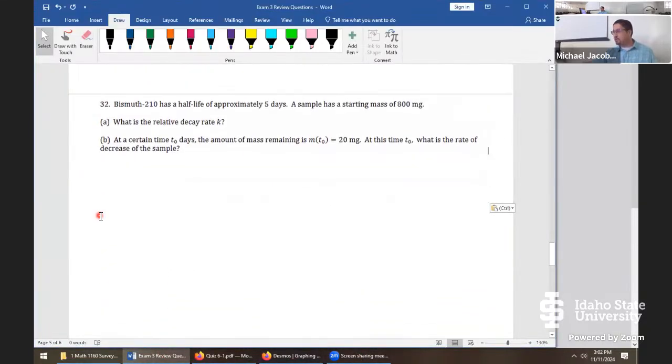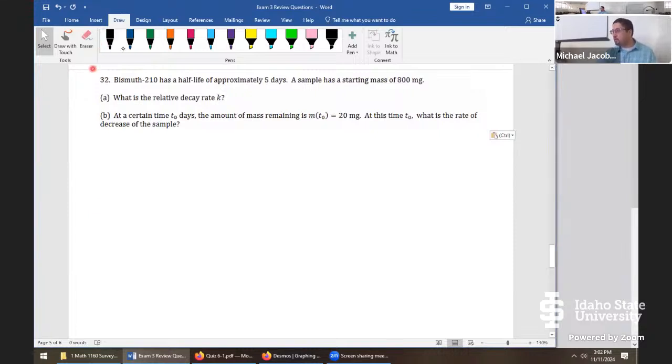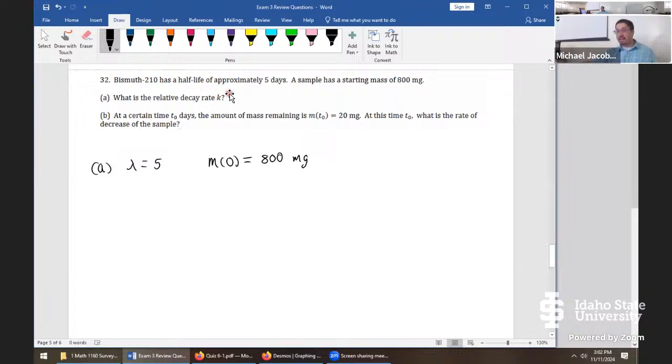So on this one right here, let's see how it starts. Part A wants the relative decay rate, and we're dealing with a half-life problem, so that's actually pretty helpful for us. Bismuth 210 has a half-life of just 5 days, so that disintegrates really quickly. So lambda itself represents the half-life. And we have a sample of starting mass 800 milligrams. So we can say mass at time 0 is 800 milligrams of bismuth 210. And all we want in part A is the relative decay rate, k.